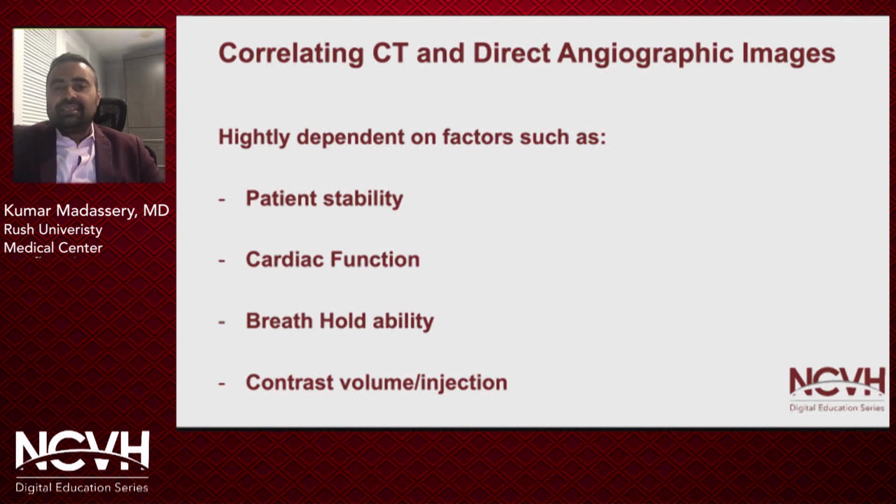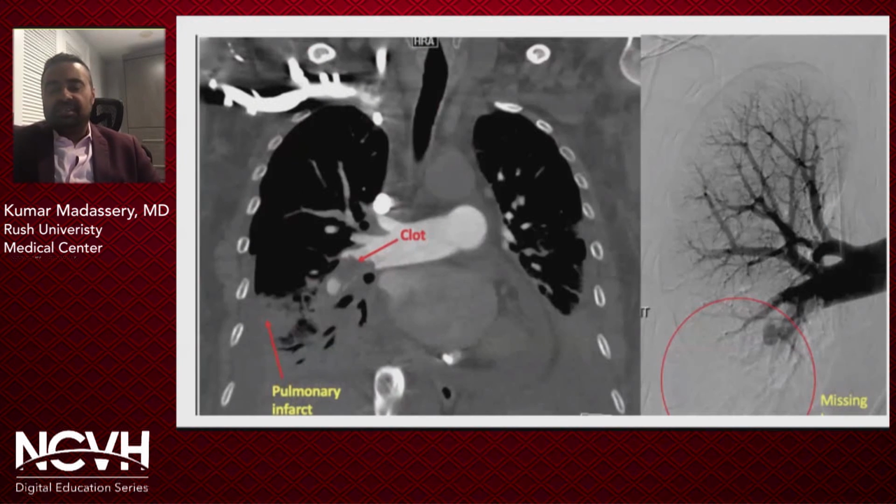So correlating CT and your pulmonary angiographic findings really depends on the patient's stability, what their cardiac function is, if they have good output, their ability to hold their breath, and also your contrast and volume injection. This is an example of correlating too. This is a picture I had earlier in the slide set. It's a coronal image of a patient with clot in the right lower lobar arteries, and you can already see there's a pulmonary infarct. On the actual angiogram on the right, there's a knuckling or cutoff sign of that right lower lobe. There's clot in the lower lobar as well, and there's relative lack of perfusion. So this correlates with exactly what we were seeing. That patient ended up having mechanical thrombectomy and got considerably improved perfusion.